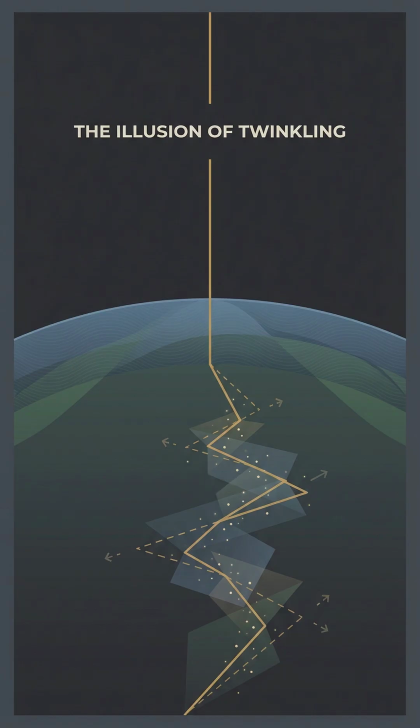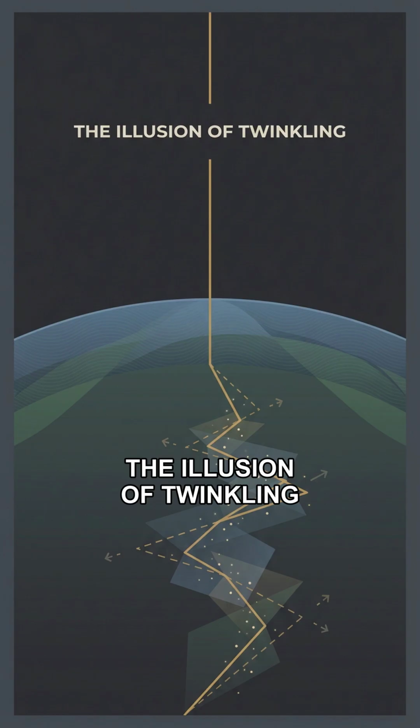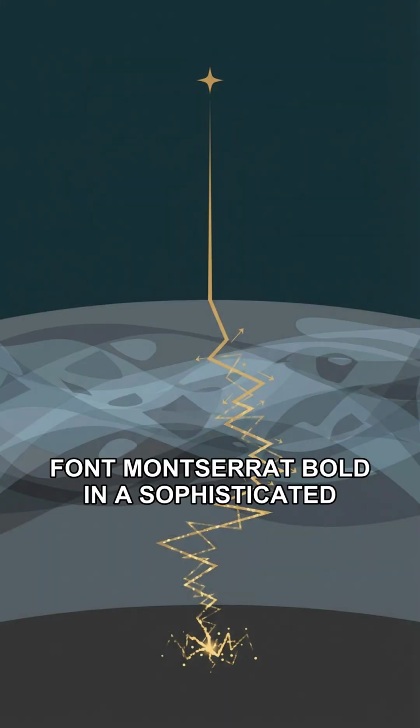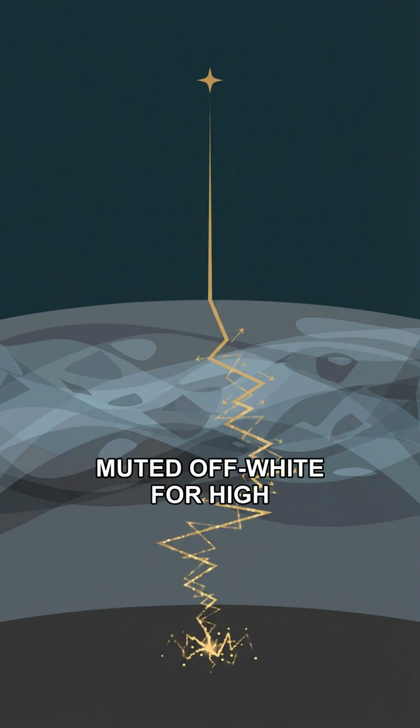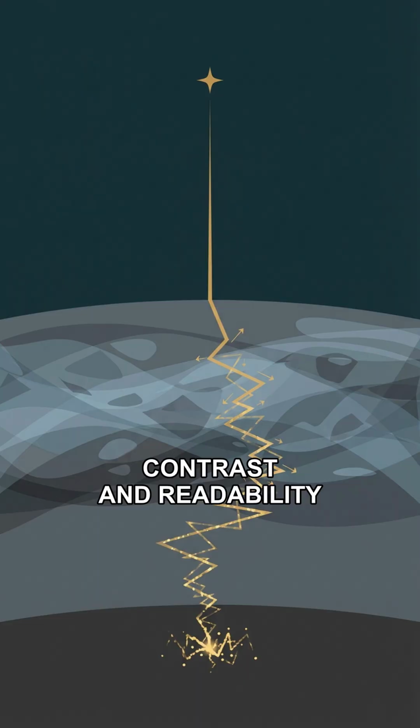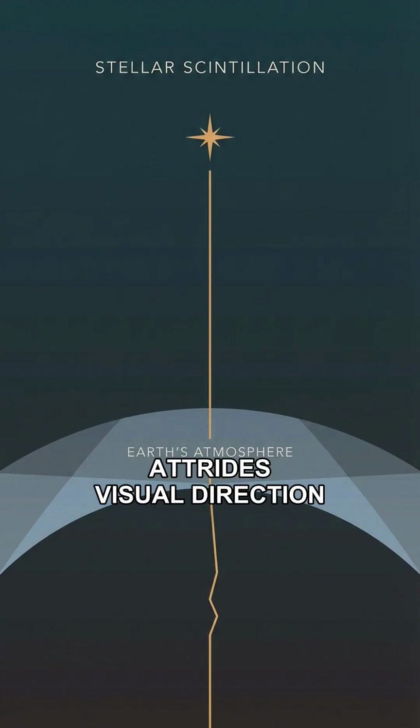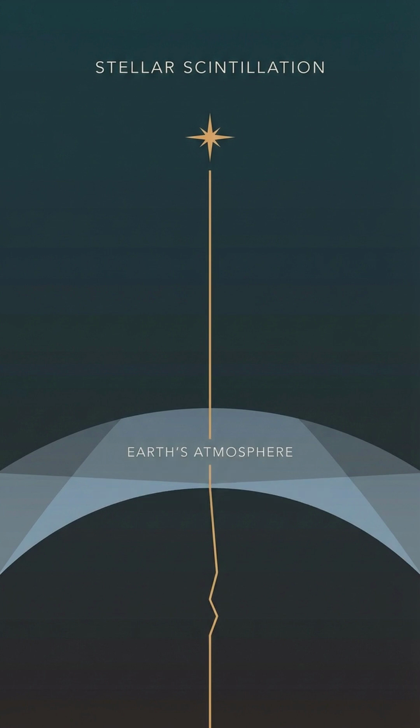Text. The illusion of twinkling. Font. Montserrat bold. In a sophisticated, muted off-white for high contrast and readability. Visual direction. 0 to 5 seconds.